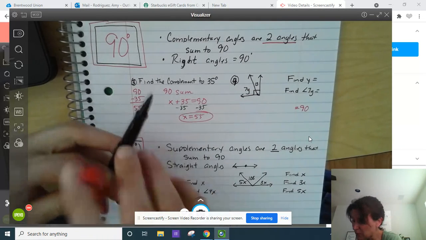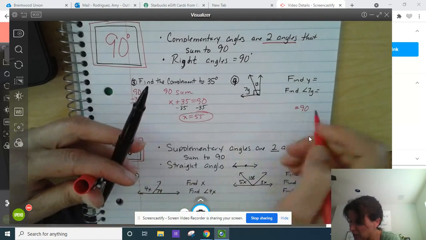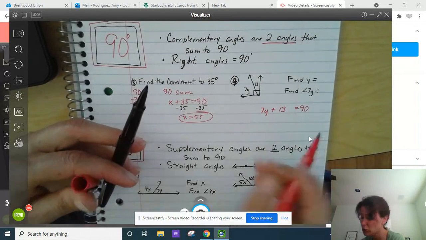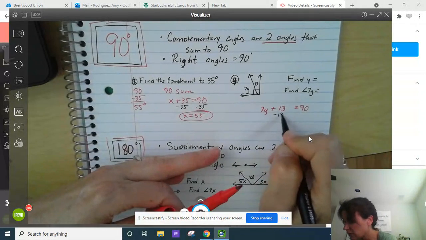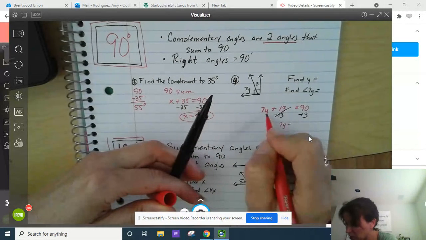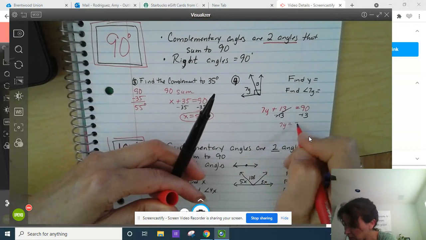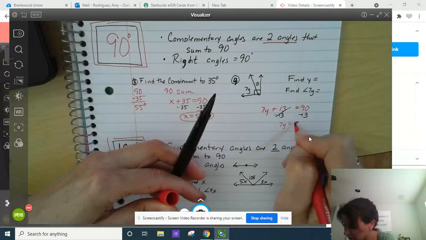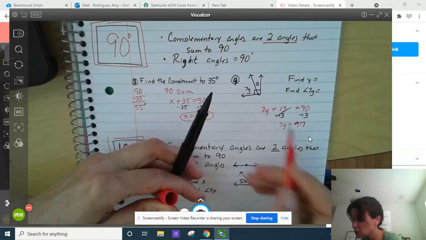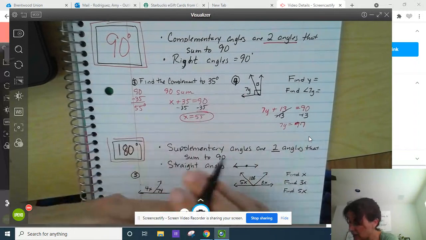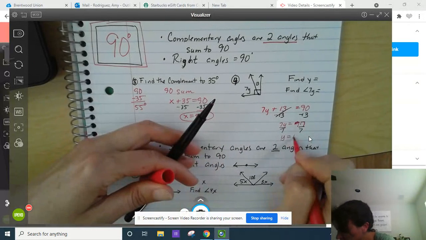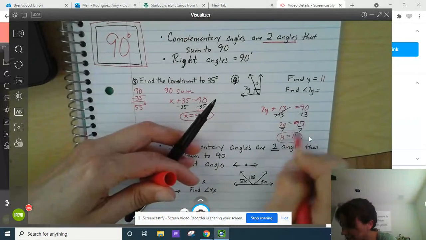So the faster way to do it is say this part plus this part should get me 90. So the 7x part plus the 13-degree part should get me 90. And then I just solve that equation by using inverse operation. That meant that this part right here is 77. When I subtract 13, I know that this piece right here is 77. And then I could divide by 7, and I know that the unknown is 11.